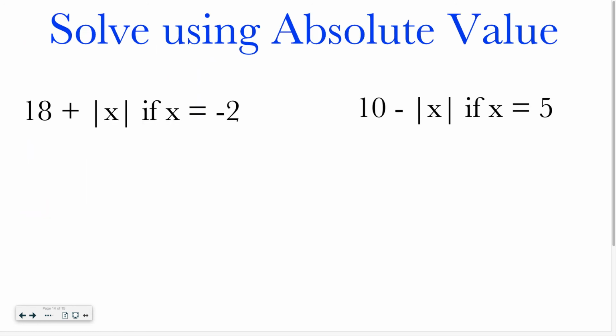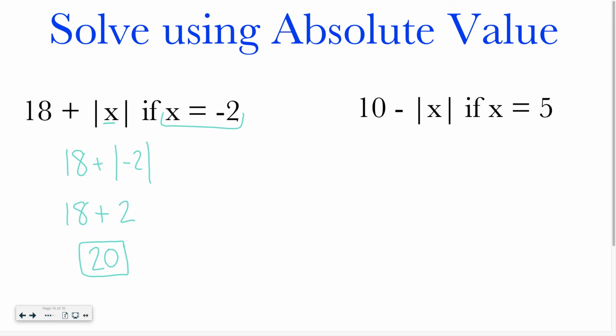All right, now let's practice using absolute value in an expression with a variable. So I see that I have an x variable right here that I'm going to replace with a negative 2. So I'm going to say 18 plus the absolute value of negative 2. I'm going to keep that 18 and I'm going to get rid of my absolute value. What is the absolute value of negative 2? The absolute value of negative 2 is just 2. So my answer is 20. So that's how I solve that first one.